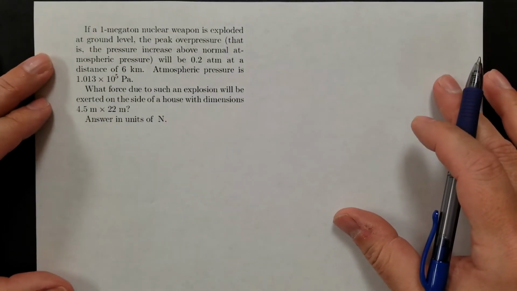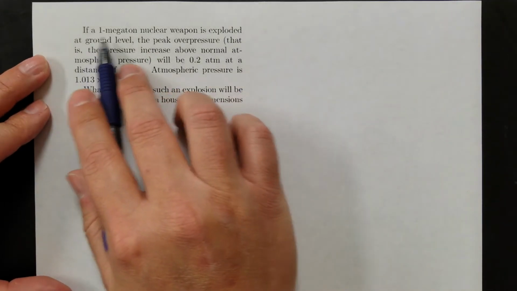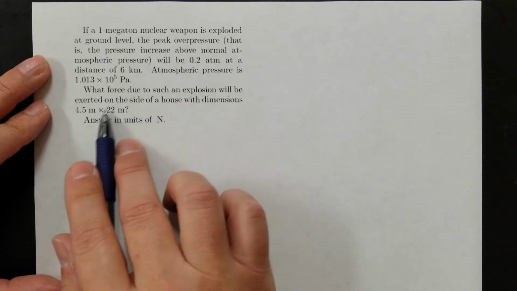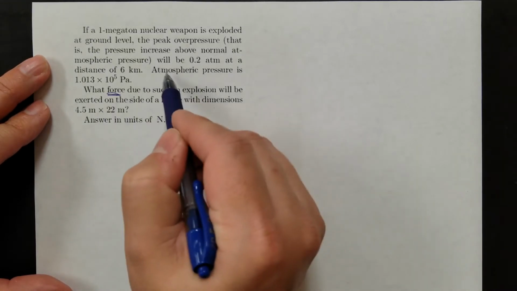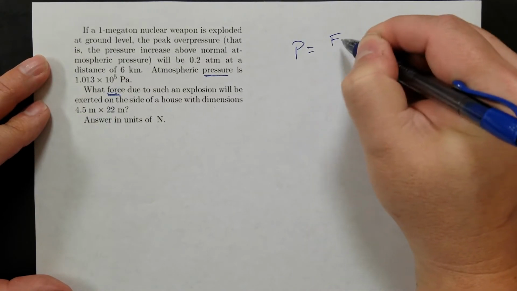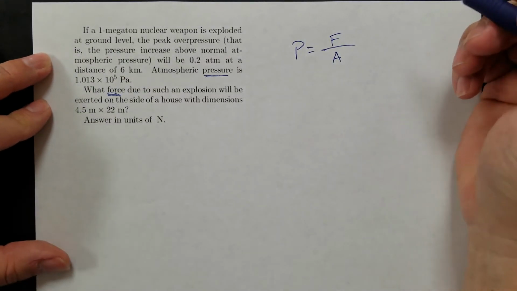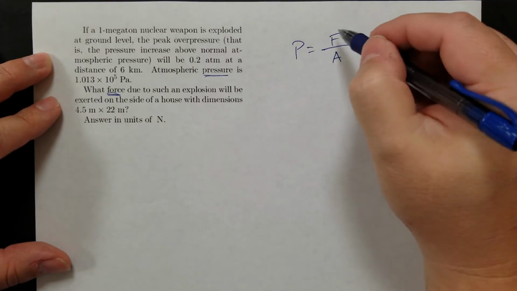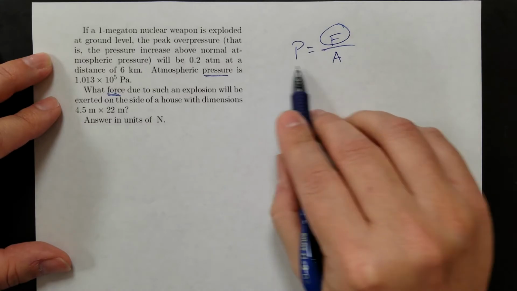So here's another one. A 1 megaton nuclear weapon has exploded, and so on, gives me pressure. What force due to the explosion will be exerted? Okay, so I'm seeing force and I'm seeing pressure. I know this is going to have something to do with pressure is force over area. I want to solve for force, so I need pressure and area.